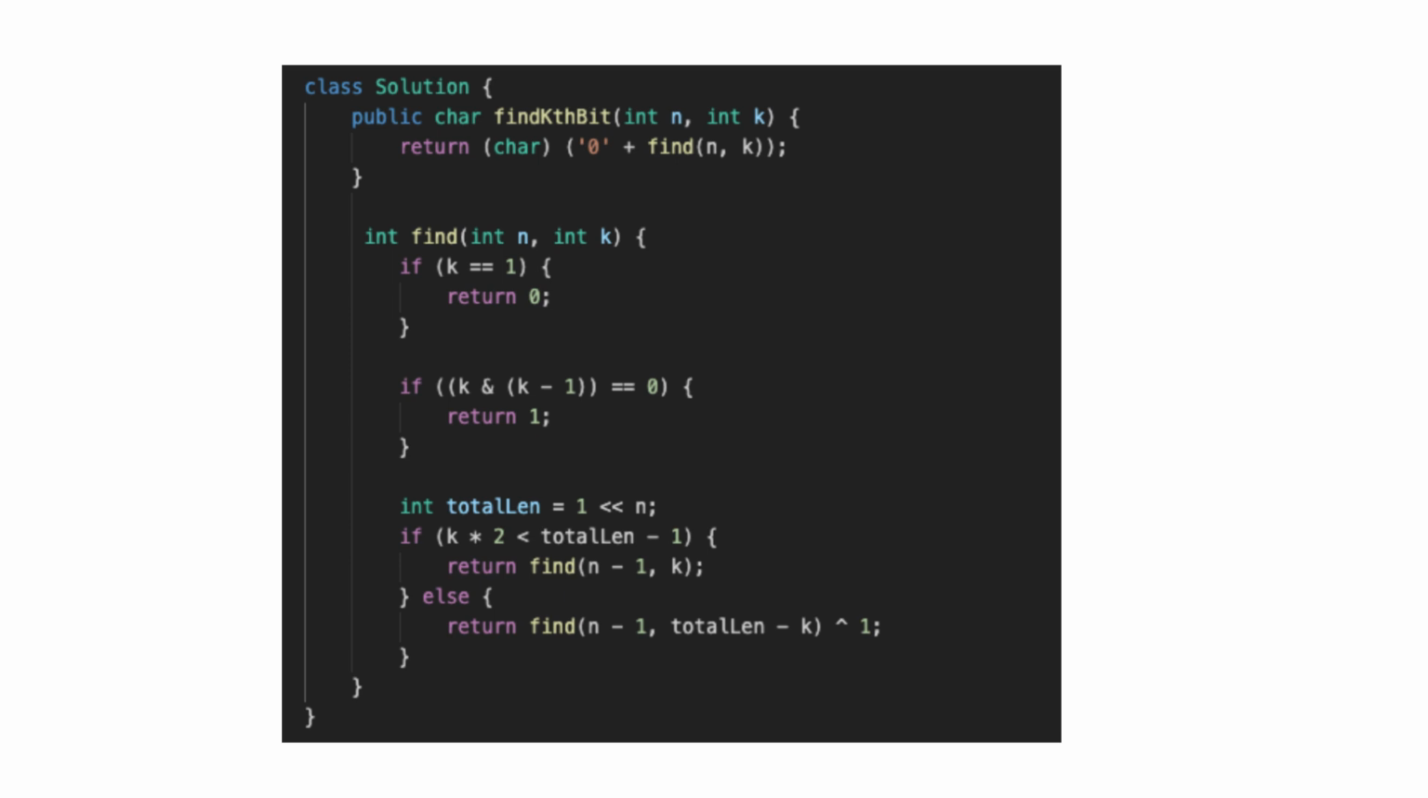This problem teaches us something very important. Whenever a string is built recursively, try to understand its mathematical structure instead of constructing it. Key takeaways. Length is 2 power n minus 1. Middle element is always 1. Right half is reverse inverted left half. Use recursion with index transformation.